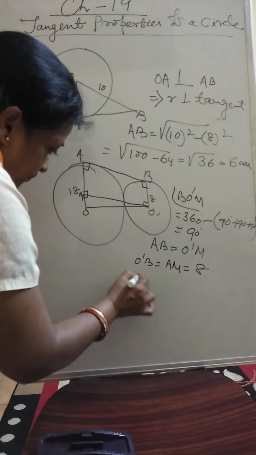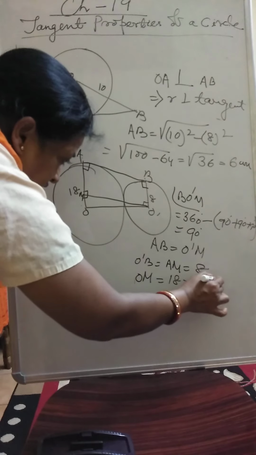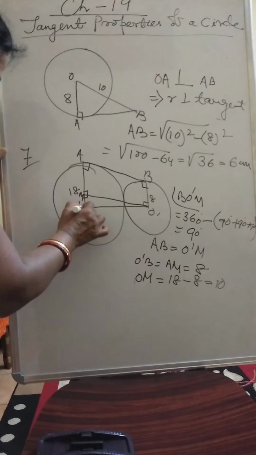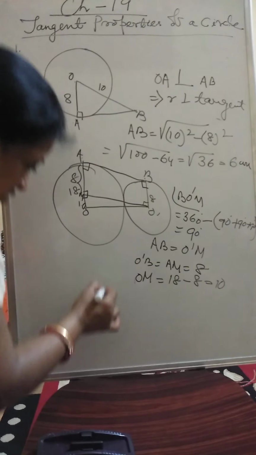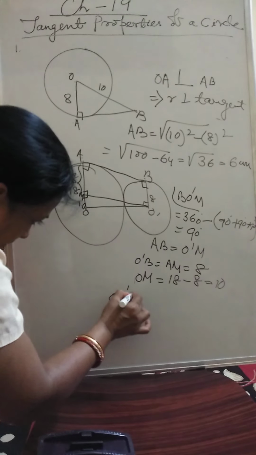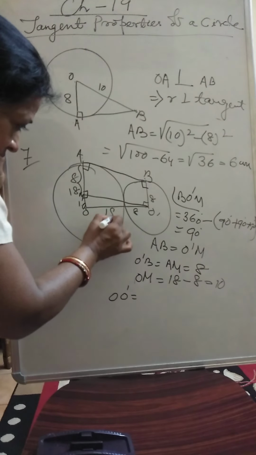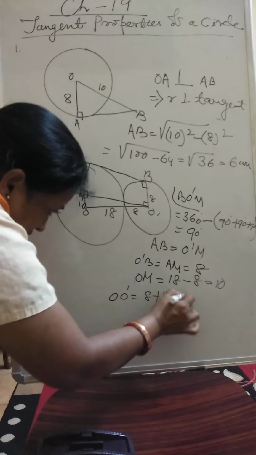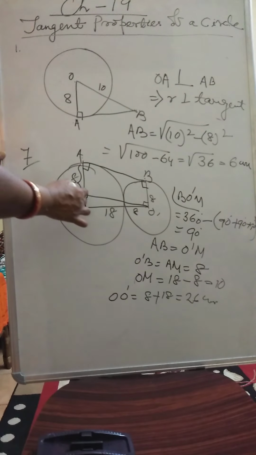Now, OM is equal to 18 minus 8, which is equal to 10. So, I got this is 10. This will be 8. Now, what is OO dash? OO dash is, this length is 8. This is 18. Therefore, 8 plus 18, 26 centimeter. You got, this is 26.